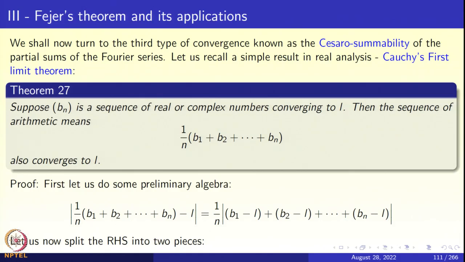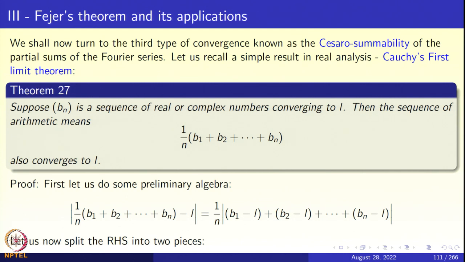Suppose b_n is a sequence of real or complex numbers converging to L. Then the sequence of arithmetic means, 1 upon n times (b1 plus b2 plus dot dot dot plus bn), also converges to L. This theorem is really very simple if you think about it. So let us assume that you have a mathematics class of say 25 students, and you compute the class average for the examination. Say the class average is 62 marks.